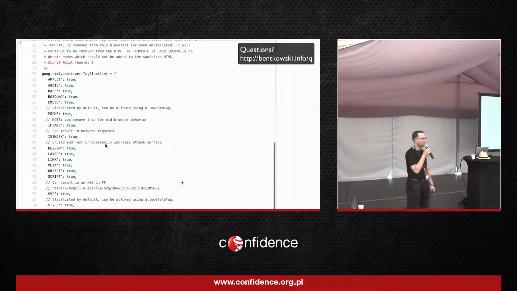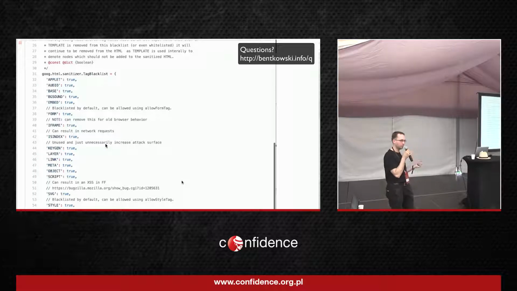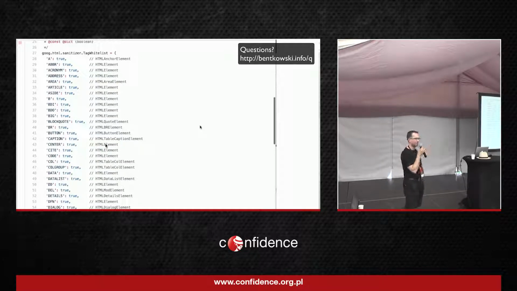To keep things simple, the Closure library, which is maintained by Google, has a sanitizer. And the sanitizer uses both a whitelist and a blacklist of tags. Here you can see the blacklist of tags, so these are the tags that you cannot use in the HTML at all. But also, you have a whitelist of tags, so here is the list of tags that you can use in your HTML that will not be removed.